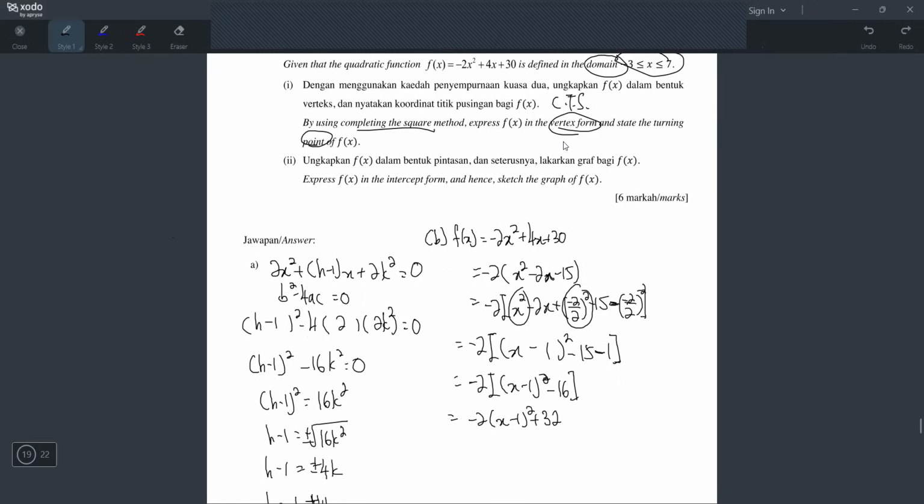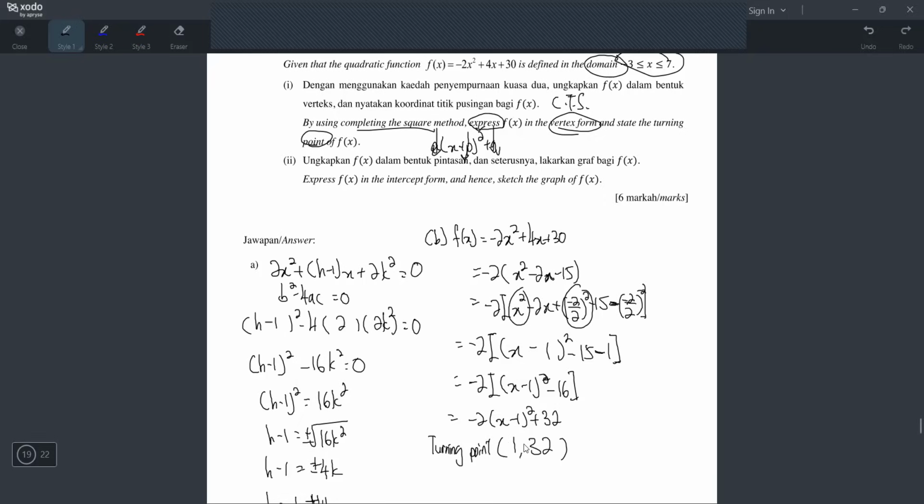Okay, saya sudah berjaya tukar jadi vertex form. So I already completed what the question wants me to do, and then they say state the turning point also. Okay, so let's write down the turning point. If we look at the vertex form, it looks like this: a(x plus p) squared plus q. The a will tell you the shape, minimum or maximum. P will tell you the x coordinate. Q will tell you the y coordinate. So the negative 1, when you take out, will become positive 1. The 32, when you take out, will still be 32. When you take out this one, you have to tukar tanda, remember that. So this is your turning point.